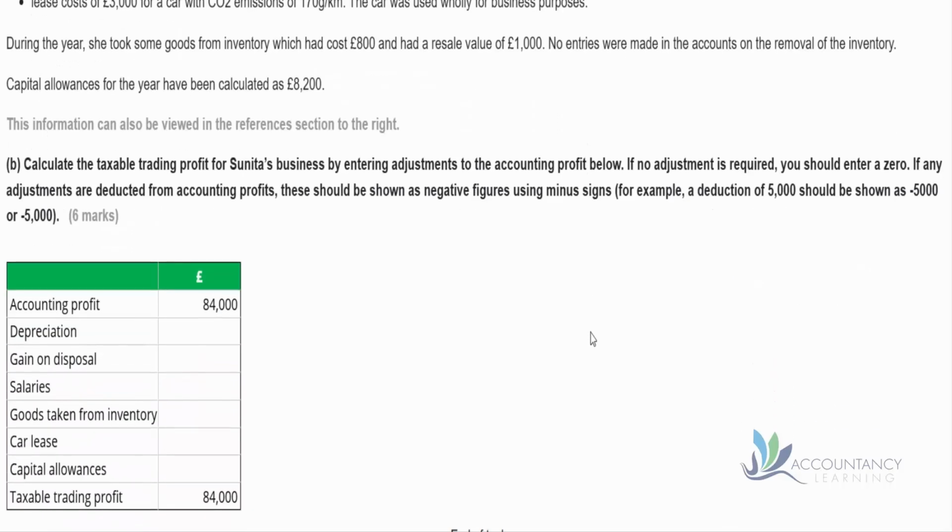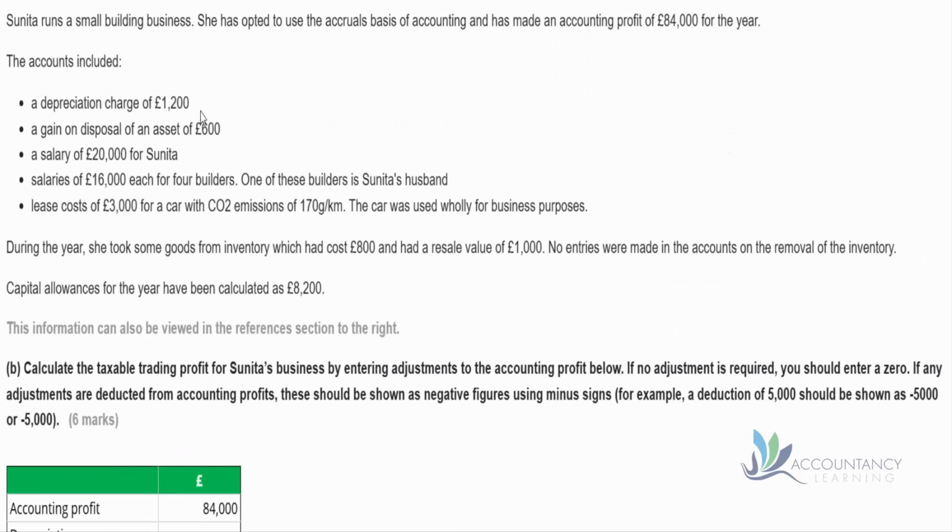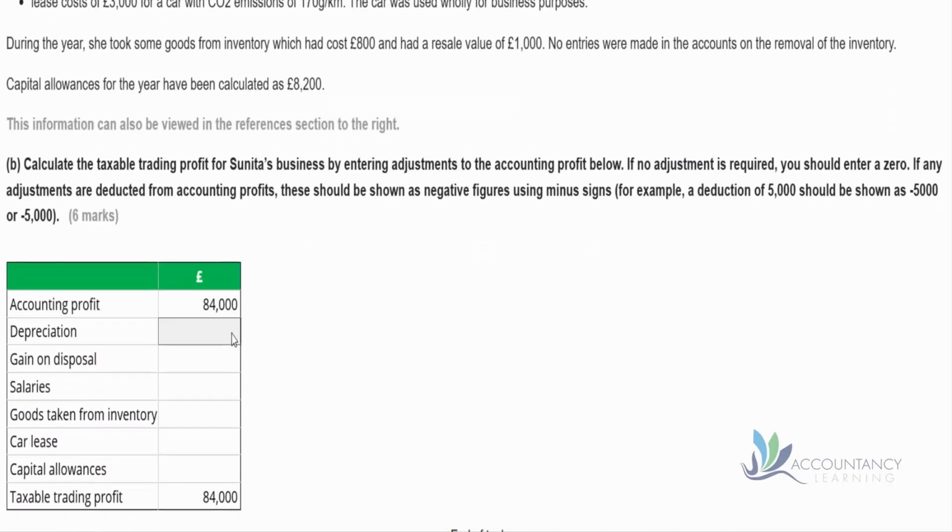So you can see in the table then they've given us the accounting profit and we need to make the various adjustments to it. Okay, let's go down the list. The first one is the depreciation charge of £1,200. So this is an expense in the accounting profit, so this makes the profit get smaller, but depreciation is not an allowable expense. Remember, we would have capital allowances instead. So what we need to do then is add back the depreciation and we would deduct the capital allowances instead. And the question tells us that we should use a minus sign to represent negative numbers. Okay, so we add back the depreciation and deduct capital allowances.